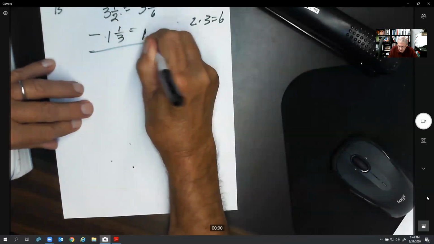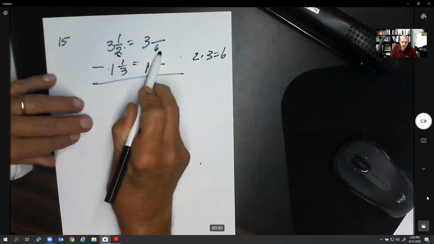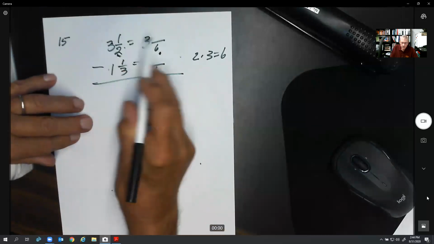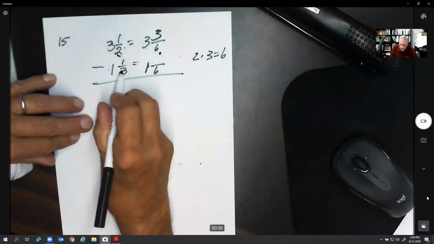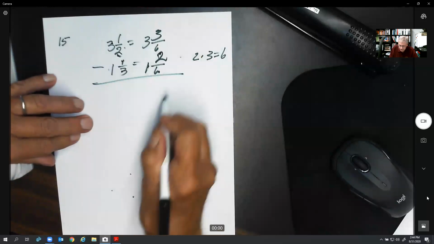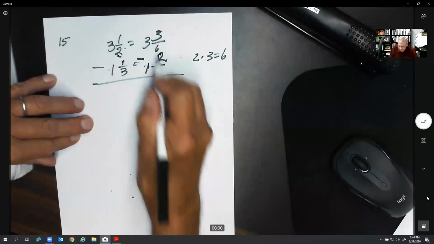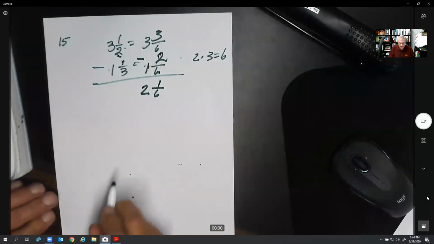6, 6. 2 into 6, 3. Multiply, 3. Write it down. 3 into 6, 2. 2 times 1, 2. Write it down. Subtract 1/6, 1 from 3, 2. 2 and 1/6.